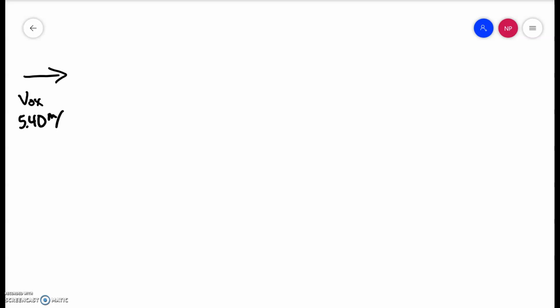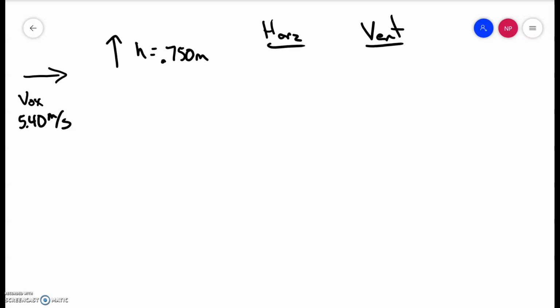5.40 meters per every second. And then we need to have some kind of vertical jump there. I'm going to call it h, which is going to be 0.750 meters. So we're going to separate this out into the horizontal and then the vertical. And so in that horizontal direction, of course, we know our initial x velocity, 5.40 meters per every second.